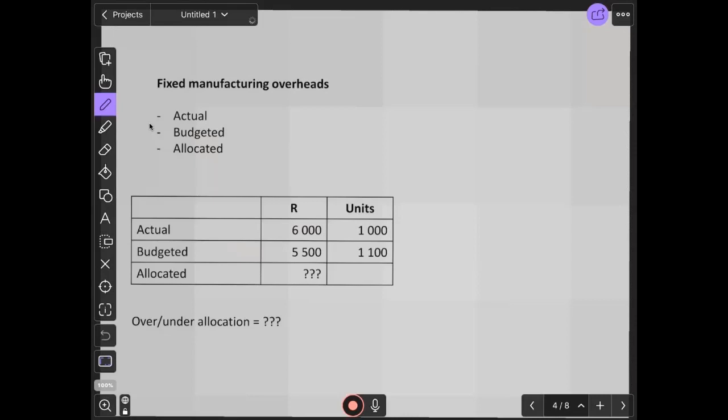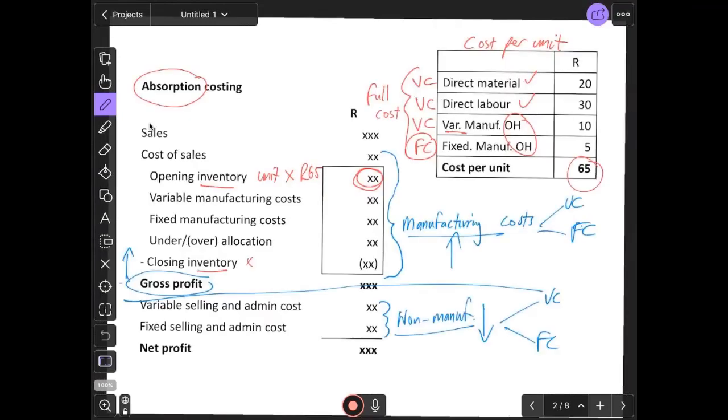Okay, now I have to move on to the over or under allocation, because let's go back to the absorption costing. Let's go through the elements here. Sorry, I'm jumping around a bit, but so we've got opening inventory plus our manufacturing costs, so variable and fixed manufacturing costs, less our closing inventory. But we have this funny thing in here, over or under allocation. And many students struggle with that. So I'm going to explain that next.